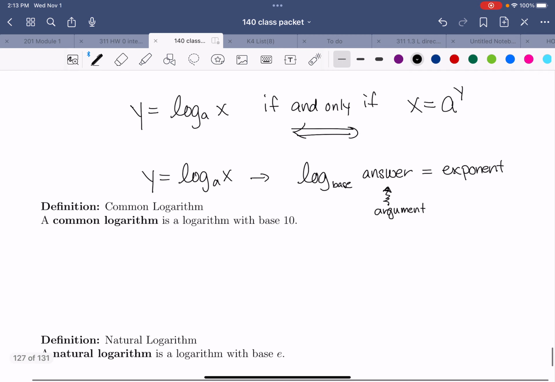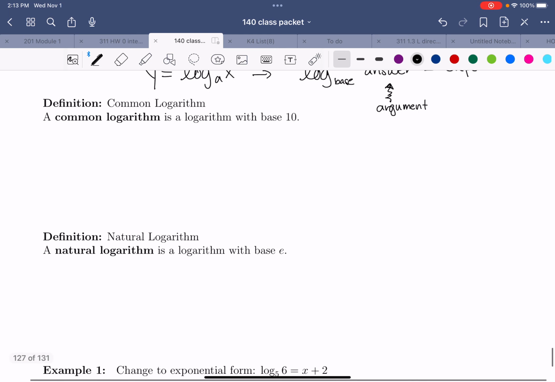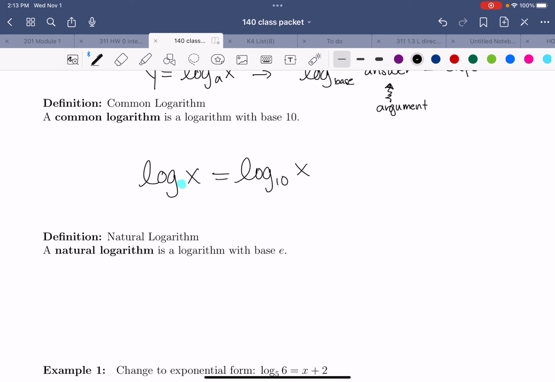Now, the two special cases of logarithms are what's called the common logarithm and the natural logarithm. So the common logarithm is just your log that's base 10, okay? So your common logarithm is base 10. And so what we do is we just drop the 10. So if you see something that just says log of x and there's nothing right here to tell you what the base is, we assume that that's log base 10, okay?